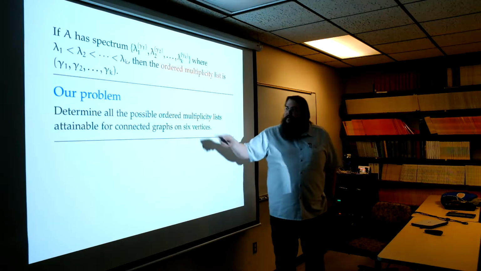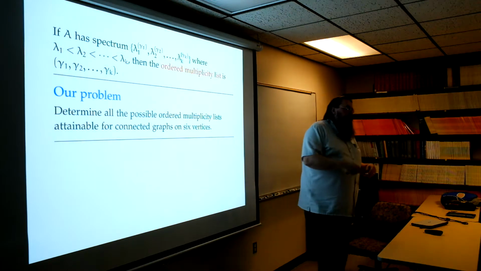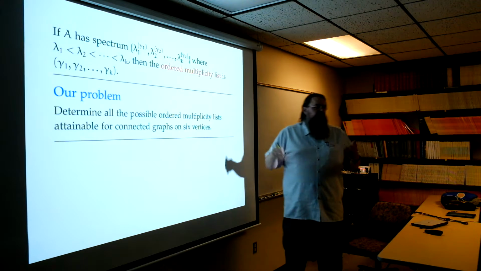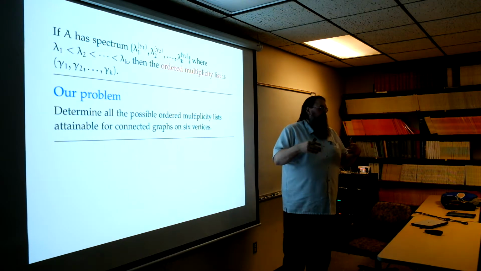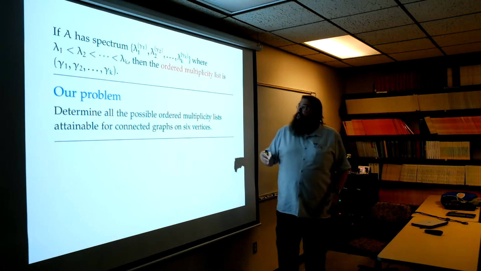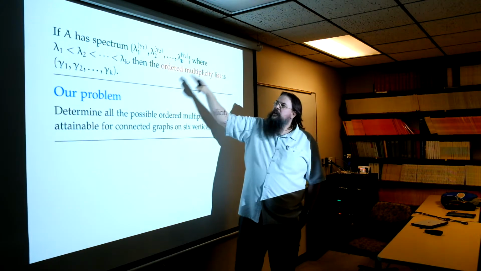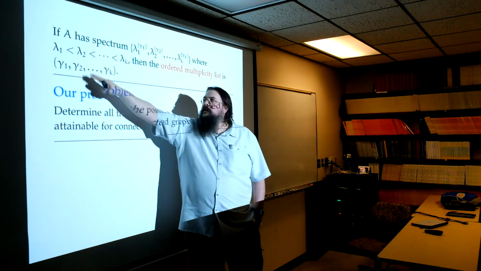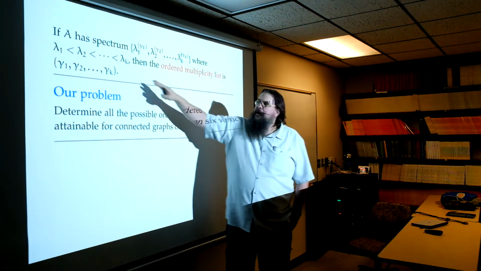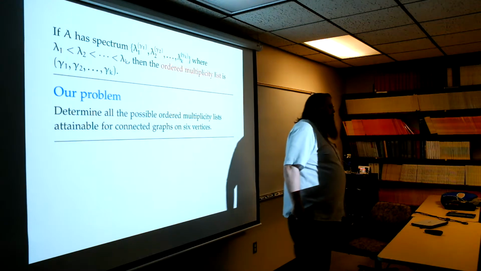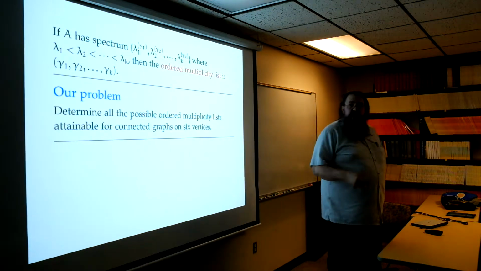Well, what are ordered multiplicity lists? For that, you look at your spectrum. Because we're dealing with real symmetric matrices, the eigenvalues are real, and so we can order them. And we can look at how often each eigenvalue occurs. So that gives us an ordered multiplicity list, gamma 1, gamma 2, up to gamma k. Oftentimes, we'll just delete the parentheses and just write down the multiplicities. So that's an ordered multiplicity list.